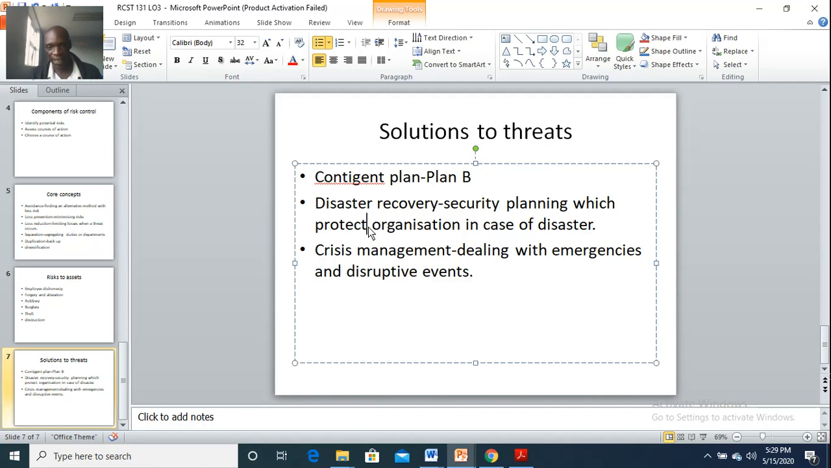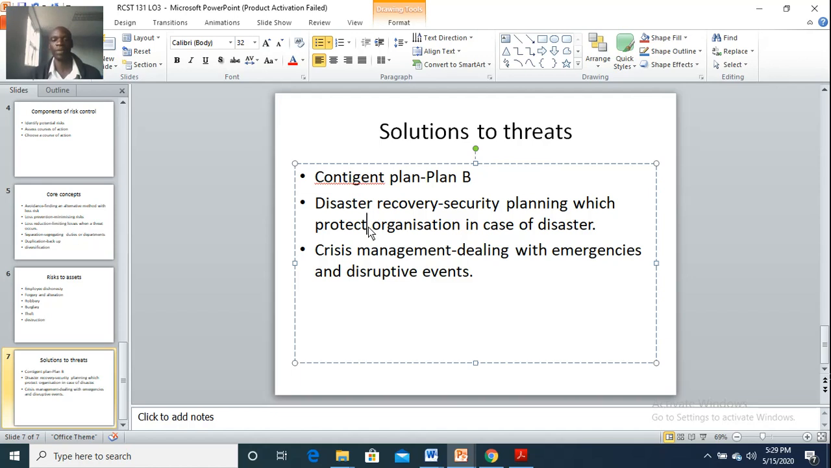Then lastly, crisis management. Let's say a disruptive event happened. There is a cut-off, there is a mechanical fault in our electricity, but production is to go on. What should we do to solve the situation? So that is crisis management.